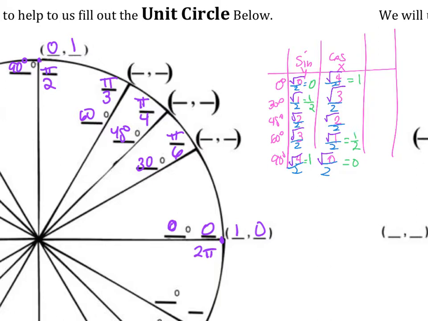Now, another thing is if you remember that sine is 0, this just increases by 1. So this is 1, this is 2, this is 3, and up here, this is our 4.